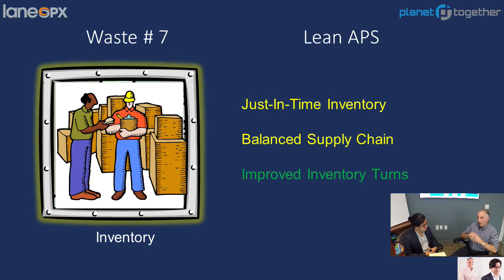So with the data and analytics from PlanetTogether, it becomes an amazing platform to focus on continuous improvement, because a lot of companies will focus their CI activity on the inventory component of the business, because that's where the majority of their costs are. Okay, fantastic. Let's go ahead and look at the 8th waste.